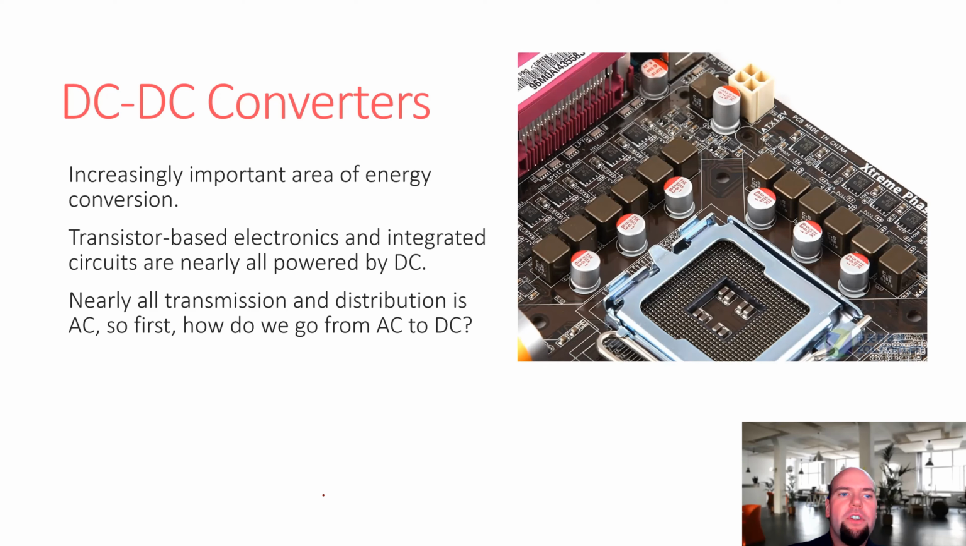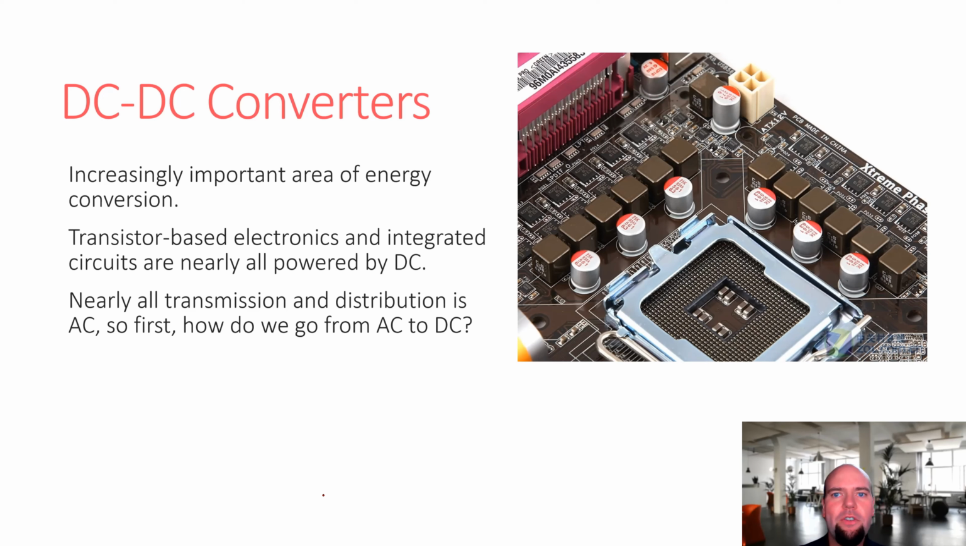So DC-DC converters are everywhere now. And the reason they're everywhere is because transistor-based electronics are all powered by DC, almost all. There are some rare examples of transistor-based electronics that are AC, but nearly all of these things that we've come to rely on in our lives, I mean, even our light bulbs now are integrated circuits. Even our light bulbs are DC now. And so more and more stuff is DC powered, but transmission and distribution is almost all AC.